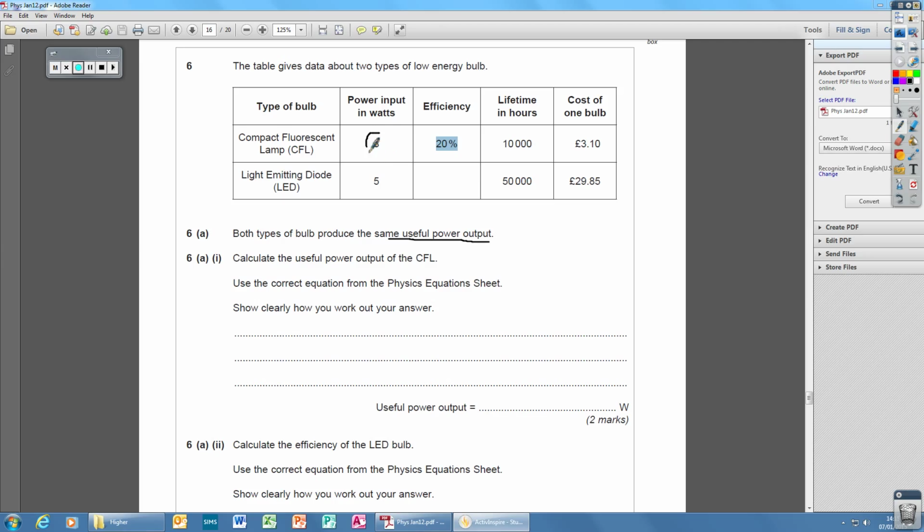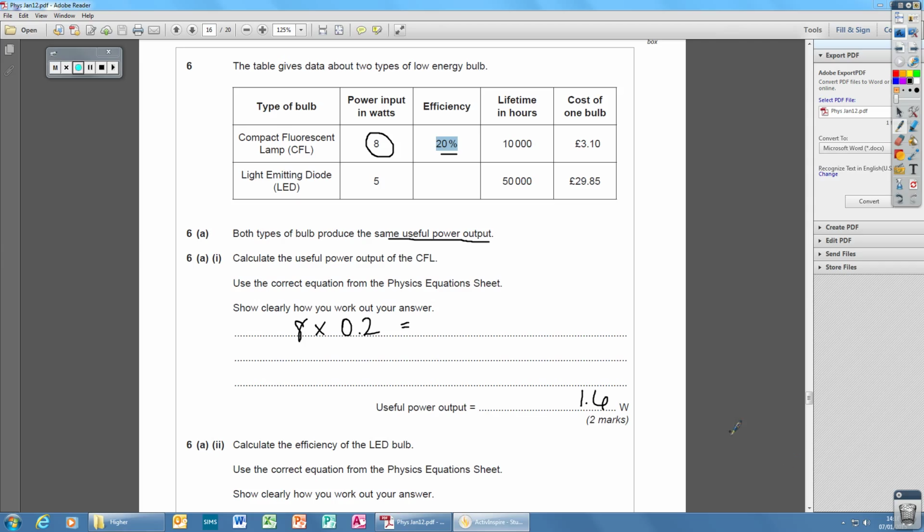Okay, so the input is 8 watts, but the efficiency is only 20%. So, to work this out, we don't really need an equation here. It's just simply, it's got 8 watts, and I'm going to multiply it by 0.2. So 1/5 of 8, and I get a useful power output of 1.6 watts. Okay, right. Carrying on, calculate the efficiency of the LED bulb.